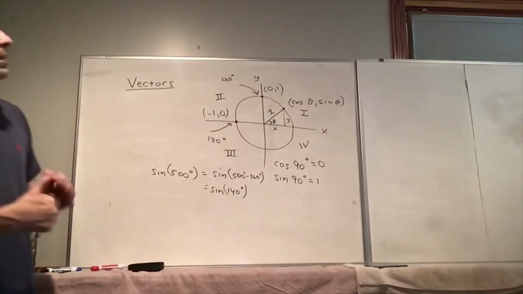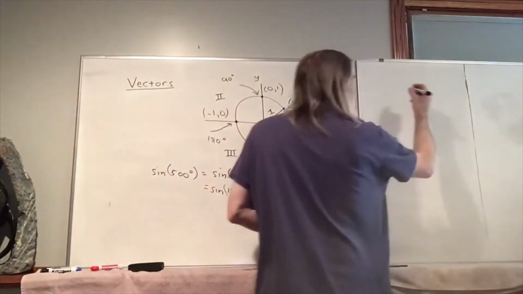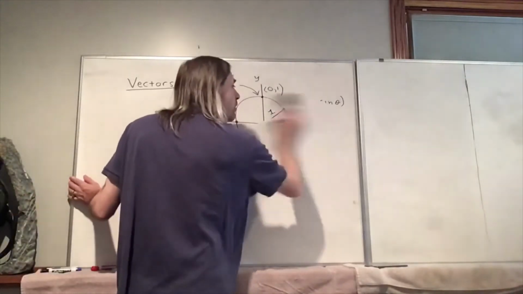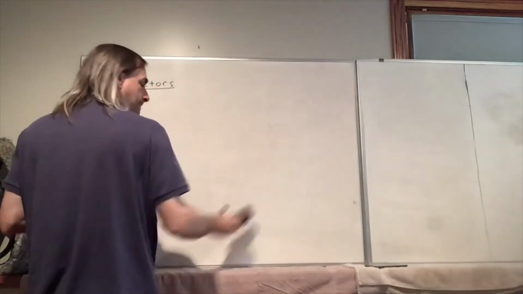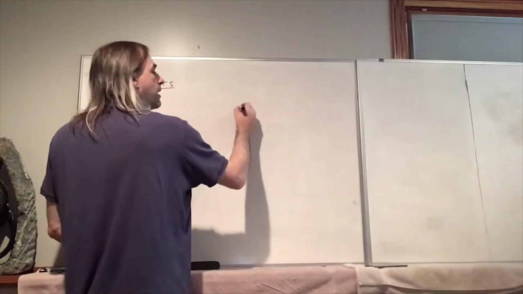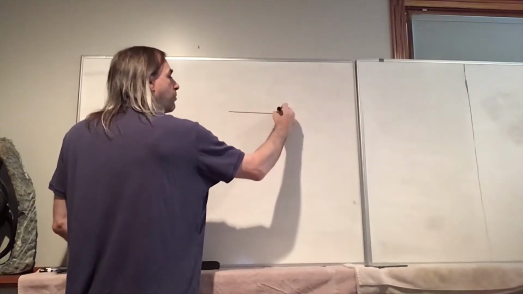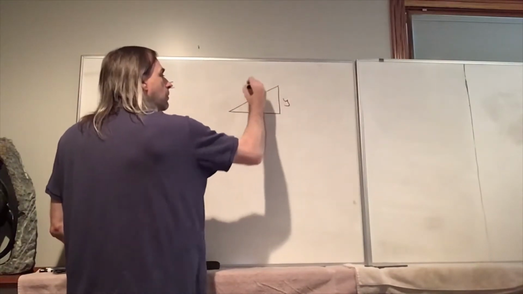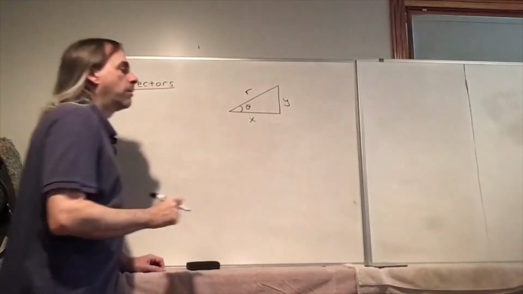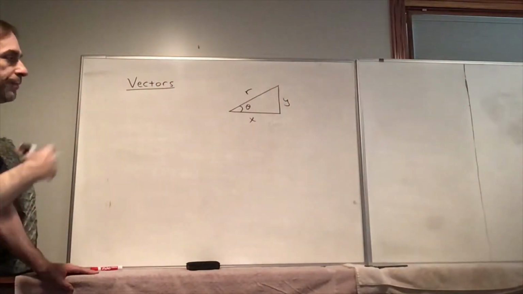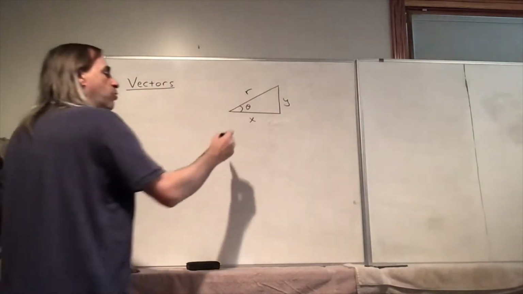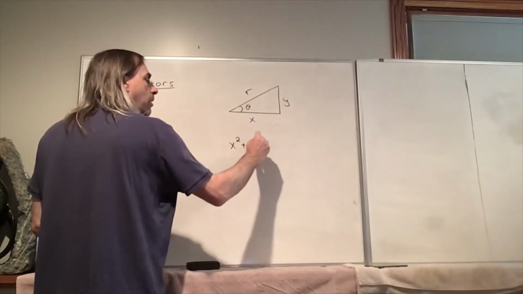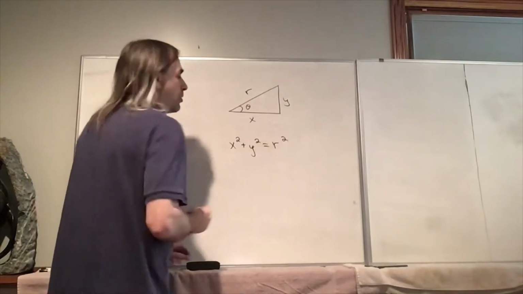There's one more thing. I'm going to draw this. I'll just erase the unit circle. Let's look at this triangle again. We have a right triangle with sides x, y, and r, and a very important relation between them. We have x squared plus y squared equals r squared.